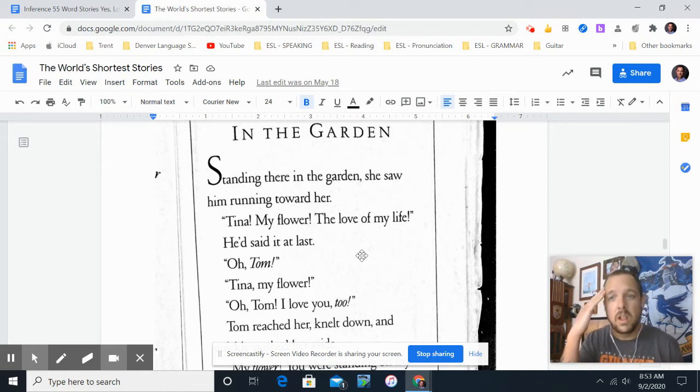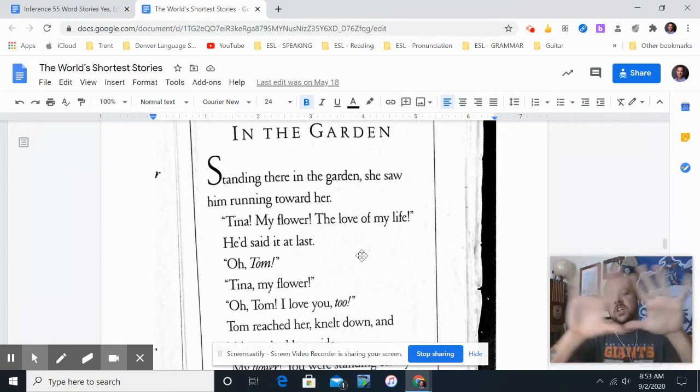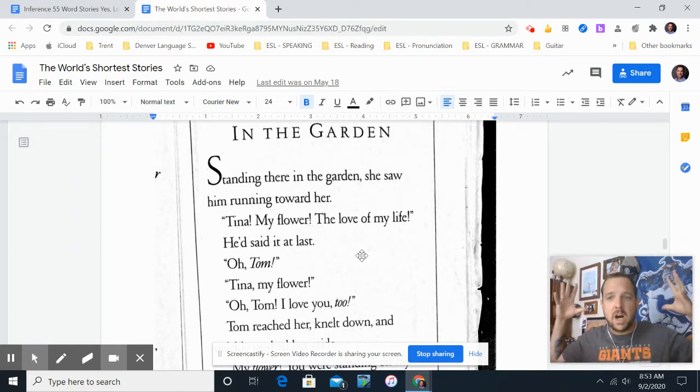Now, my background knowledge, I'm thinking of those love movies where somebody's running and like, oh, that is my love. And they're in this garden and there's just like a mist behind them and a light. And he's like, Tina, my flower, love of my life. So that background knowledge is helping put the picture in my head and helping me understand it.